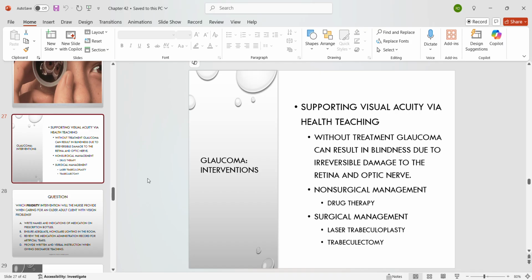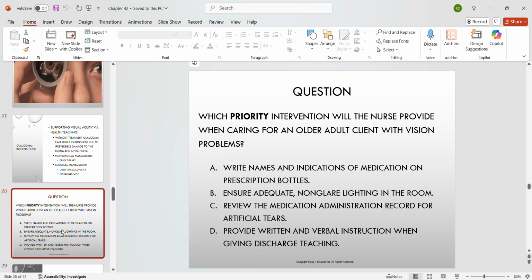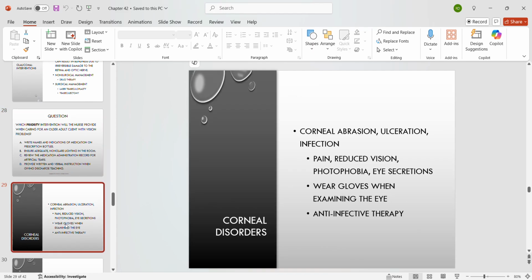And mydriatics, those drugs that dilate the pupil. Mydriatics, drugs that dilate the pupil, can never be administered to a client with glaucoma. We need to know that. No mydriatics. Don't dilate the pupil. Okay, then you just have a question here.